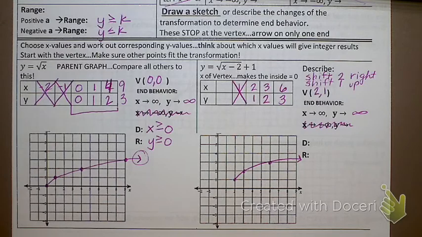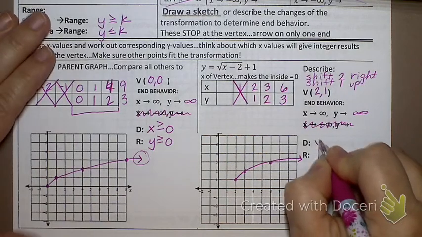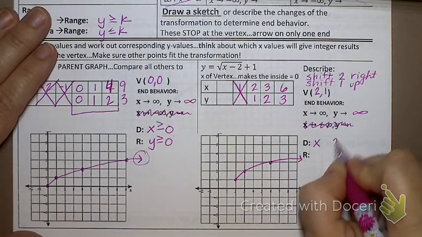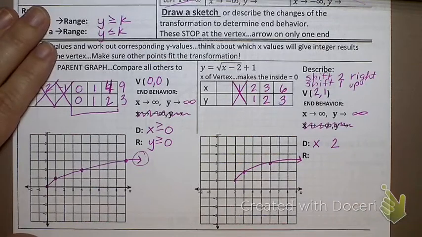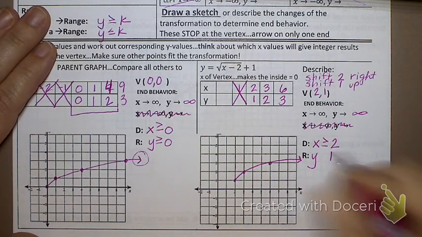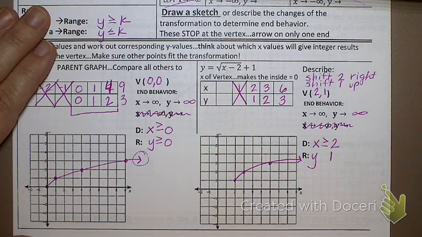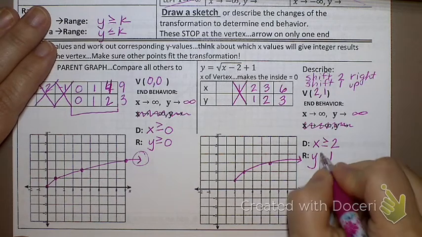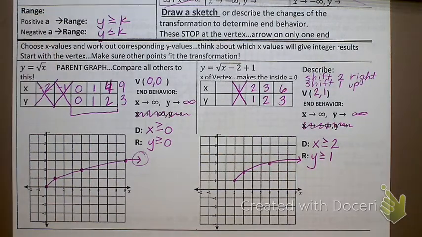Now let's talk domain. X is related to what number? 2. And is it greater than or equal to 2 or less than or equal to 2? Greater than or equal to 2. Range, my y value goes with 1. Is it greater than or equal to 1 or less than or equal to 1? Greater than or equal to. Questions there? All right, let's turn the page.